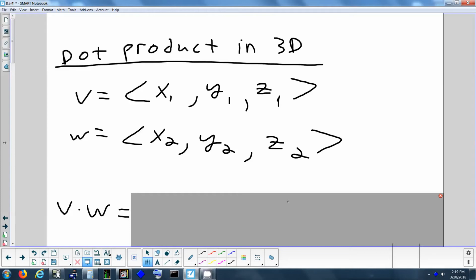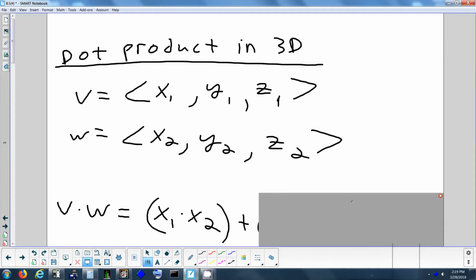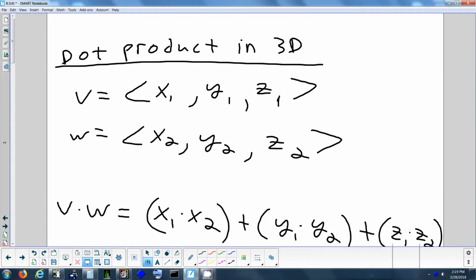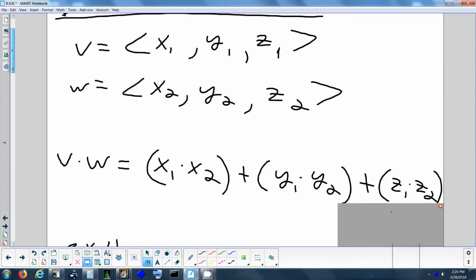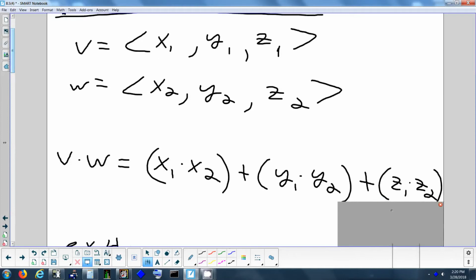Yep. X1 times X2 plus Y1 times Y2. Yep. And then plus Z1 times Z2. Exactly. So you multiply your X components, plus multiply your Y components, plus multiply your Z components. And that's your dot product in 3D.